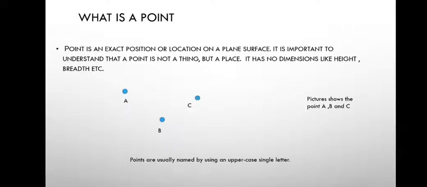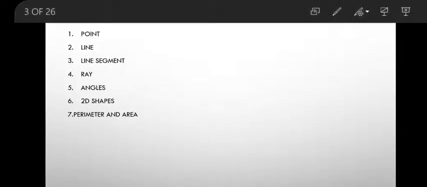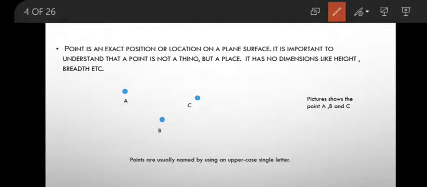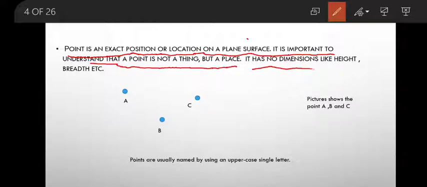These are the topics we are going to discuss in this video. What is a point? A point is an exact position or location on a plane surface. It is important to understand that a point is not a thing but a place. It has no dimensions like height, breadth, etc.